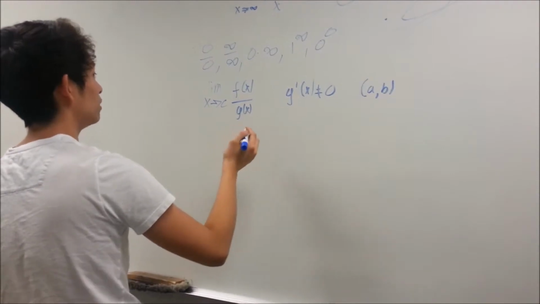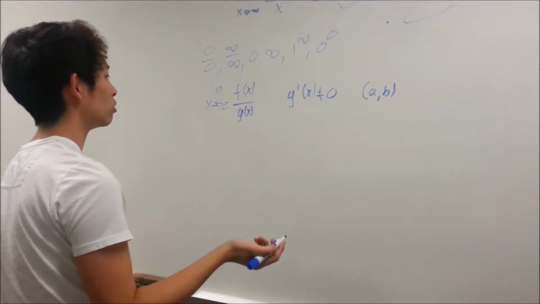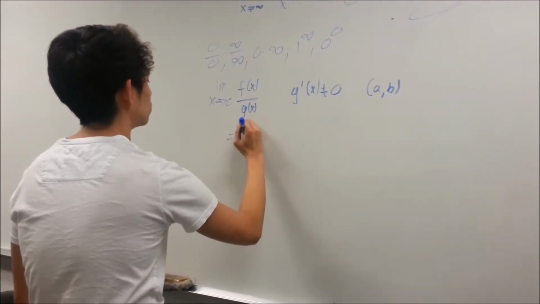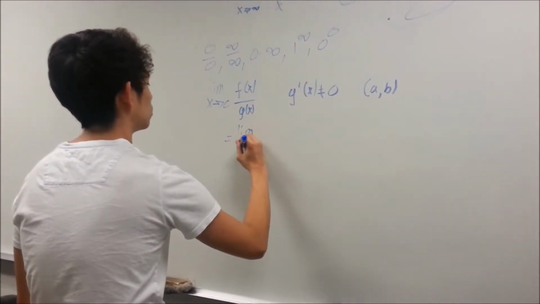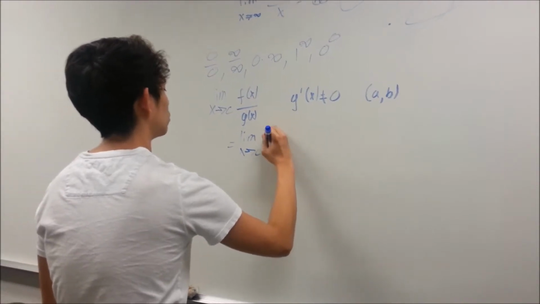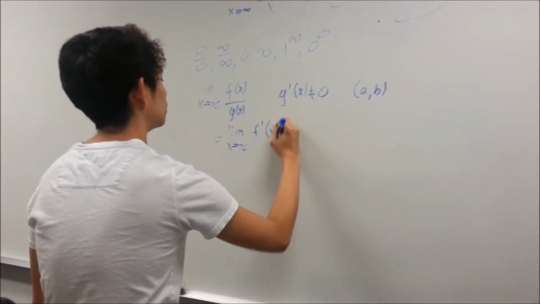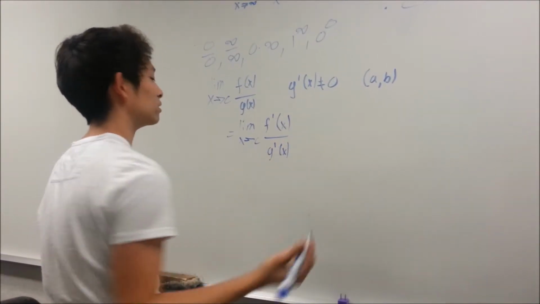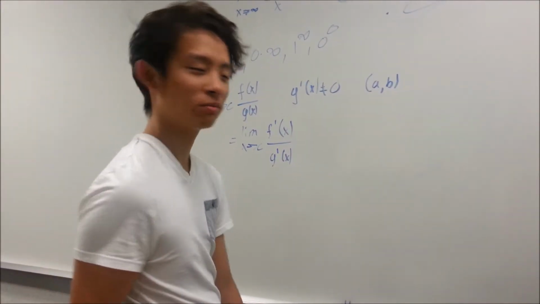So to find the limit, when you're given an indeterminate form, you take the derivative of f of x divided by the derivative of g of x to get your answer. And that is Hopital's rule.